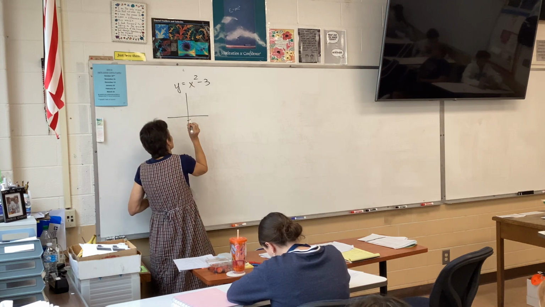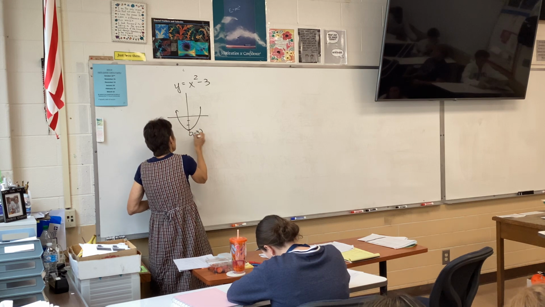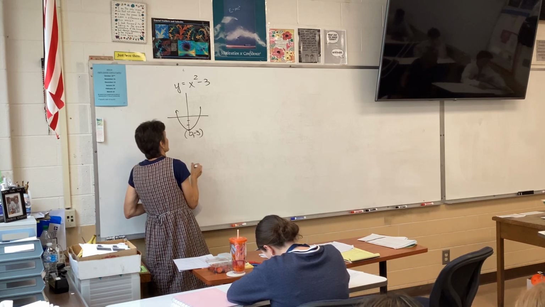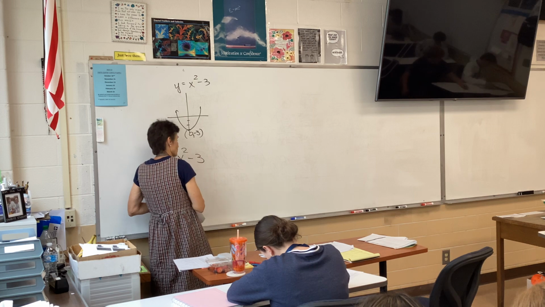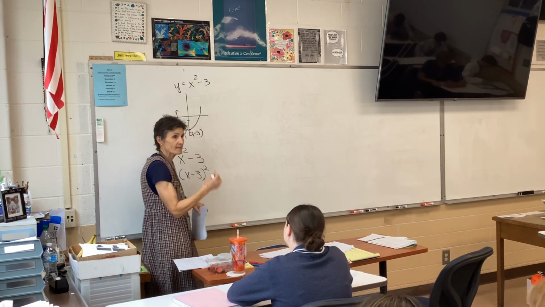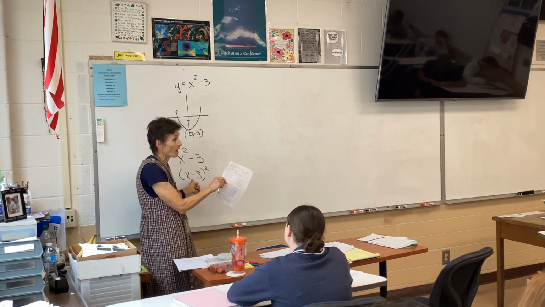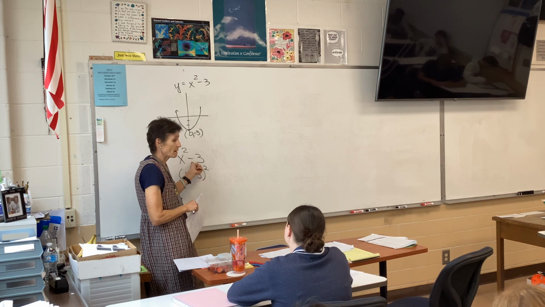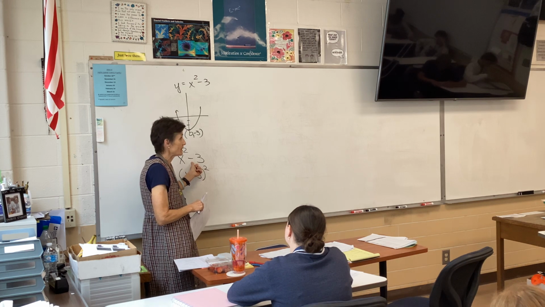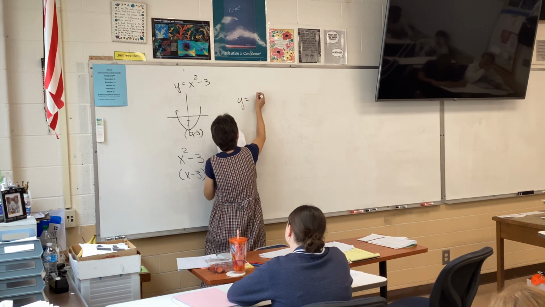Down 3. Kids, if you haven't yet learned the rules, you need to remember the difference between x squared minus 3 and x minus 3 squared. There's a difference. This is left and right, particularly this one right. This is up and down. This one down.